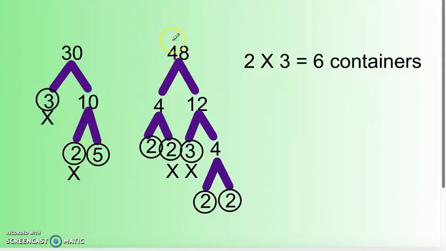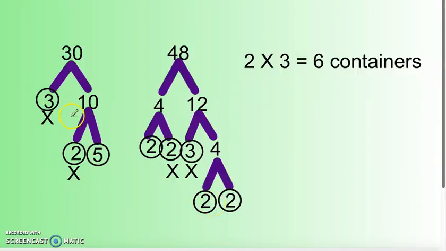Now I am over at 48. 4 times 12 is 48. And then break it down further. 2 times 2 is 4. Prime numbers, circle them. Then 3 times 4 is 12. I can circle this 3 because it's prime. And then lastly, 4 is broken down into 2 times 2. And those are prime numbers, I can circle them.